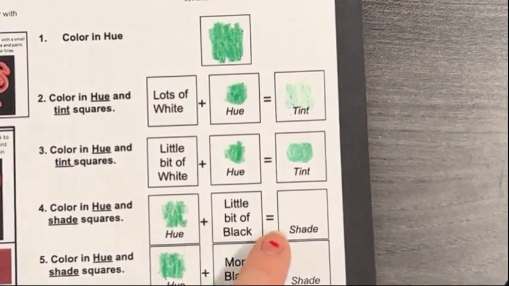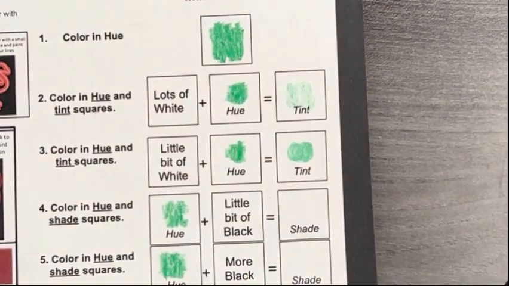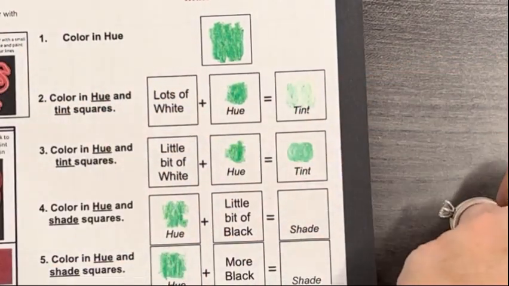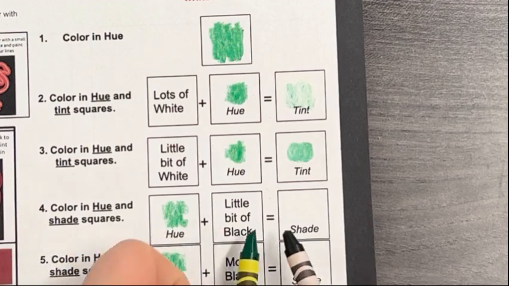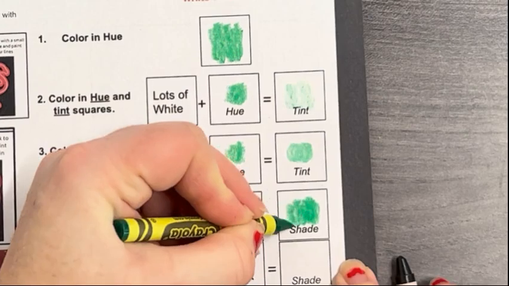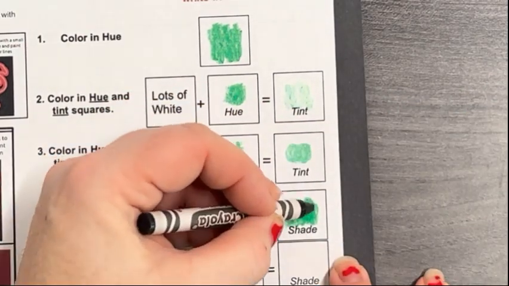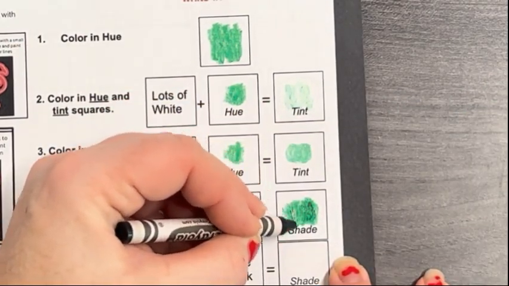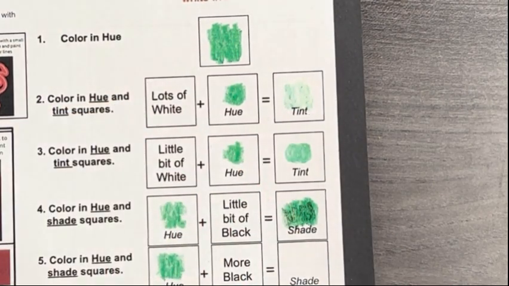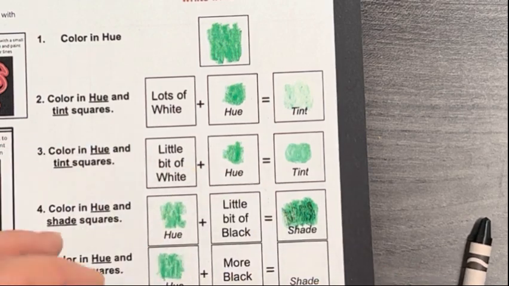My next one is to make my shades. So I need a black crayon. As you can see, it's my black one. And I'm going to do the hue plus a little bit of black. So I'm going to put my hue on it like this, and then I'm going to put a tiny bit of black on top of it. And this makes my nice pretty shade. It's a darker green than I started with.